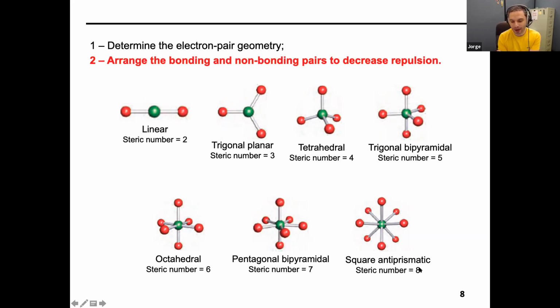And this is very rare. Steric number equals to 8. So we are going to have a square antiprismatic geometry. So you have the central atom here in the middle, and then you have 1, 2, 3, and 4 groups up. So they are coming out of the plane, and then the other 4 groups going into the plane, and they are not aligned between themselves.